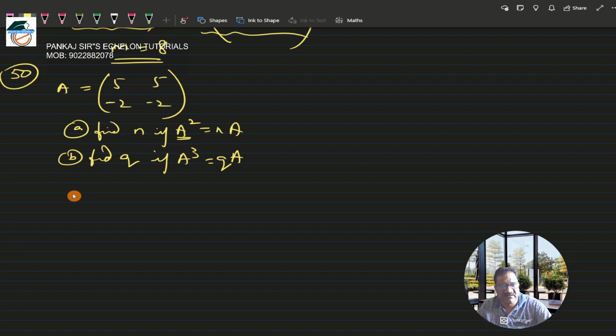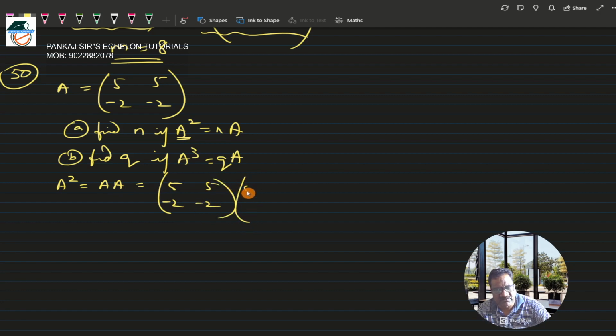A square. So a square will be a multiplied by a, and a is 5 5 minus 2. So this will be 5 5 minus 2. Now this will be first row, first column. 5 5 are 25, minus 10 is 15. First row, second column. 5 5 are 25, minus 10 is again 15. Second row, first column. Minus 10 plus 4 is minus 6.